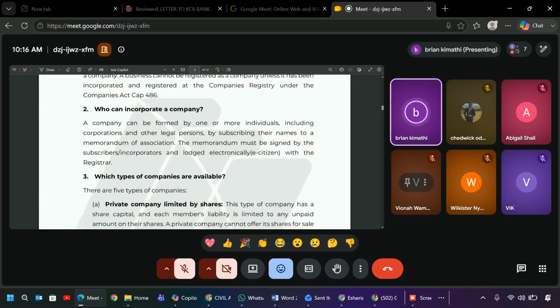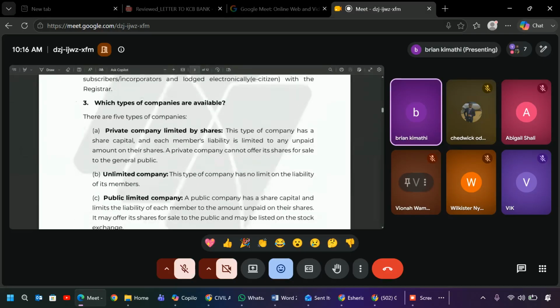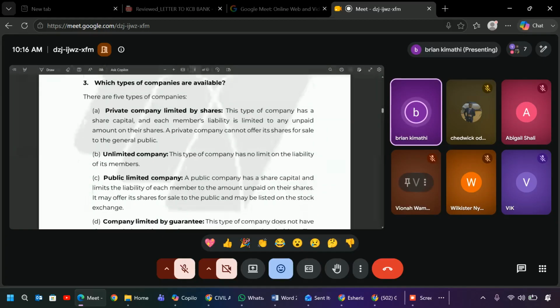Who can incorporate a company? A company can be formed by one or more individuals, including corporations and other legal persons, by subscribing their names to a memorandum of association. The memorandum must be signed by the subscribers, incorporators, and lodged electronically, e-citizen, with the registrar. Which types of companies are available? There are 5 types of companies.